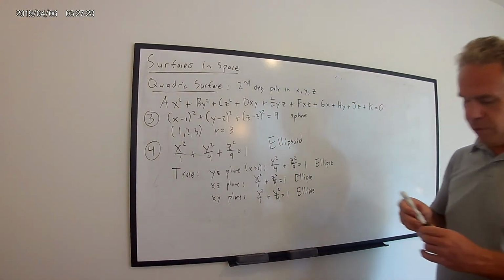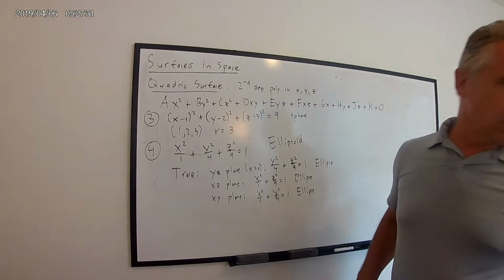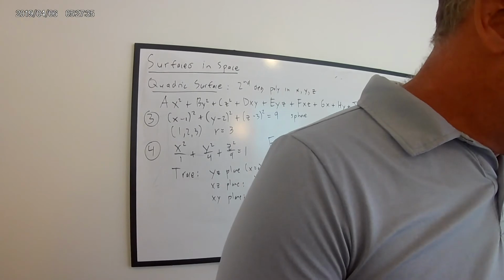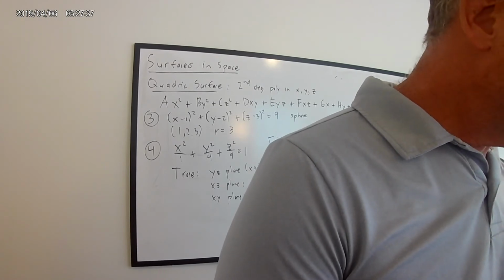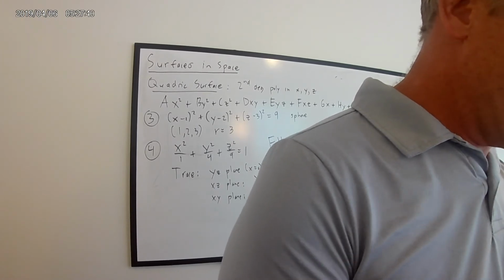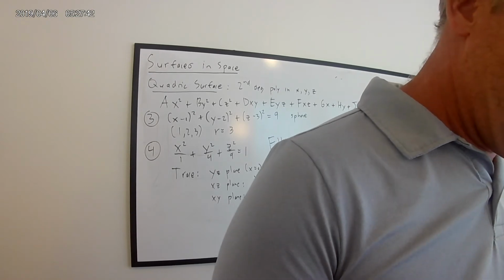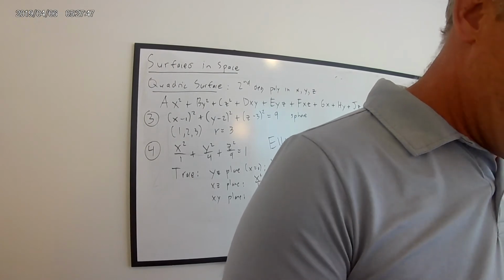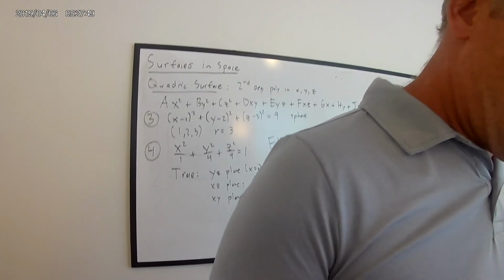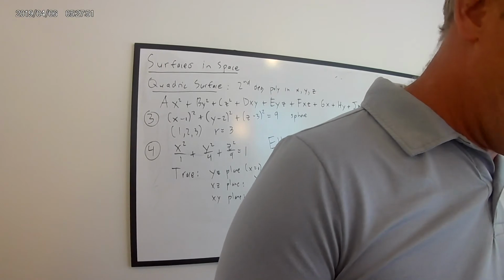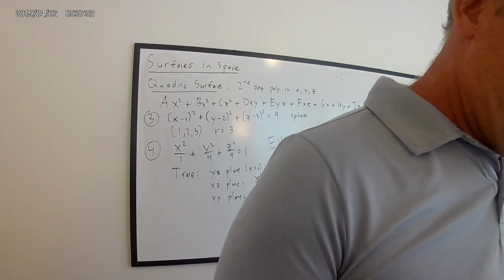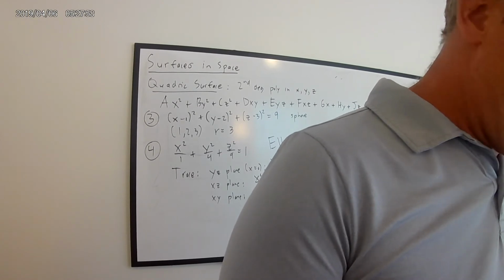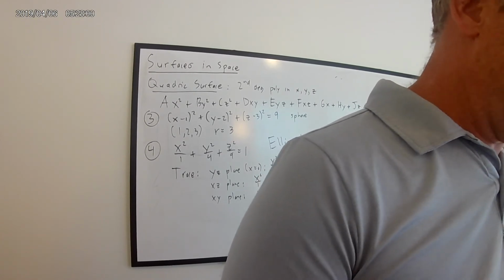And it kind of looks like a football. Let's create a graph of this, and I can show you guys what this looks like in 3D. So we'll do x squared divided by 1 plus y squared divided by 4 plus z squared divided by 9 equals 1.